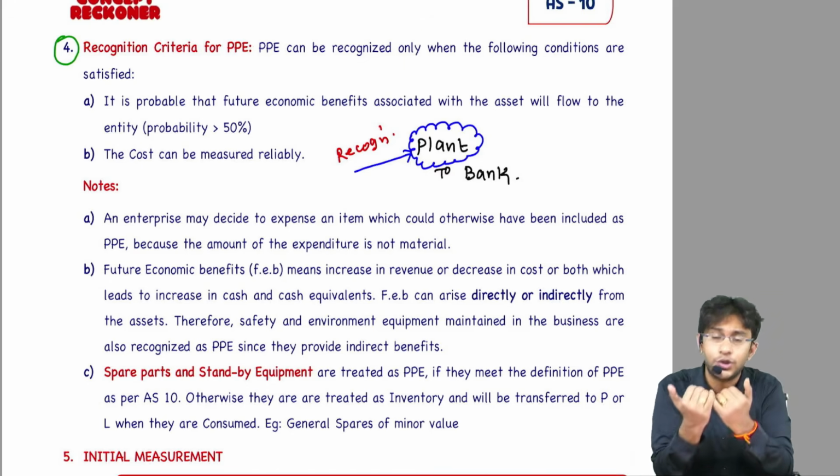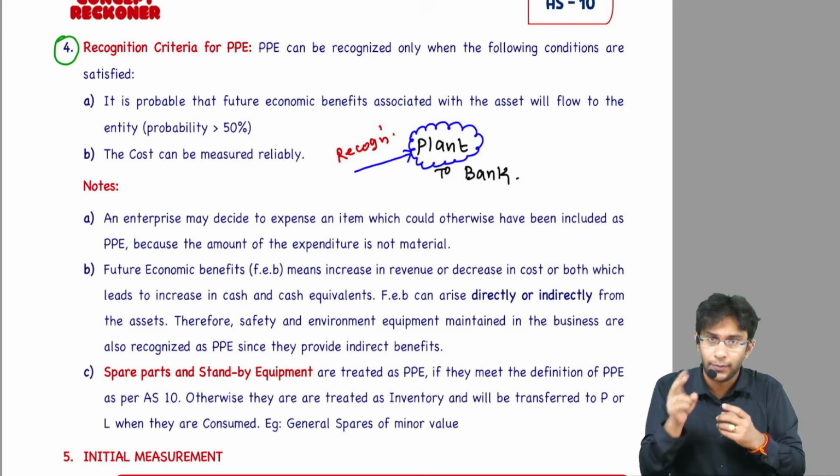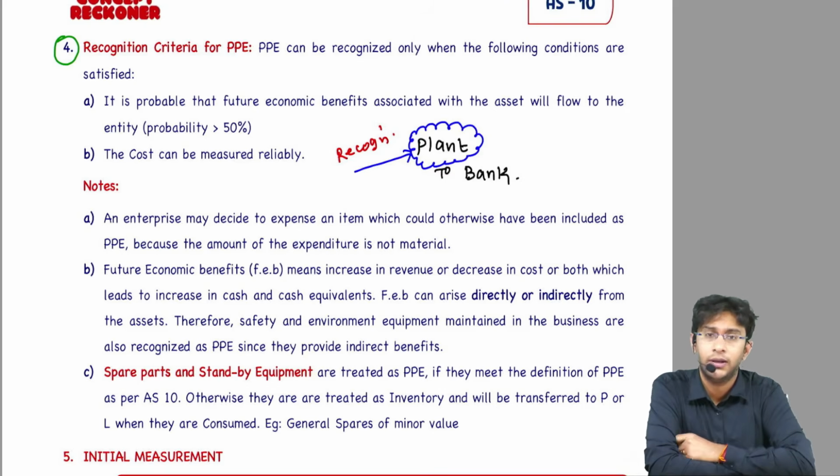Those benefits will be consumed by the entity. That feeling you should have. Number 2, cost must be measured reliably. What's the meaning of this?